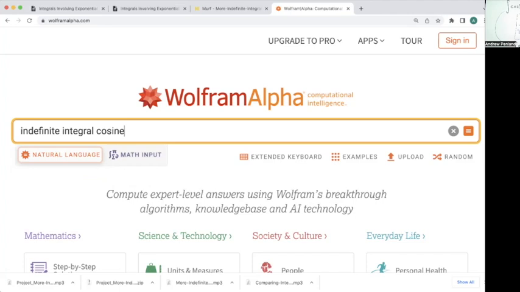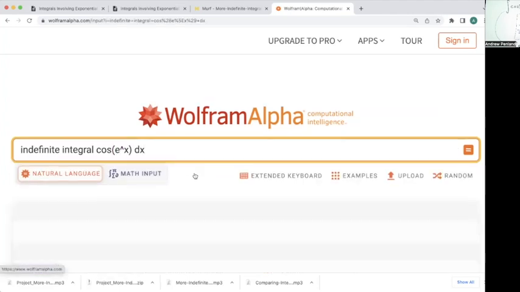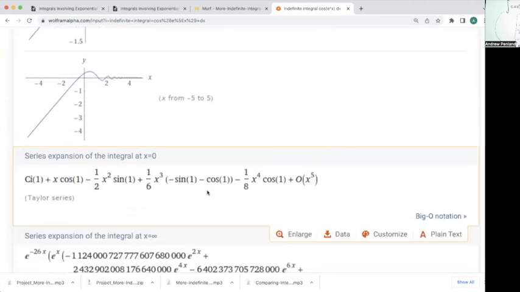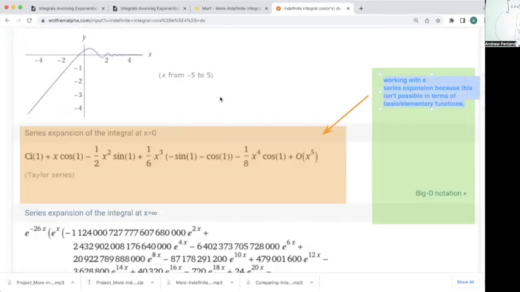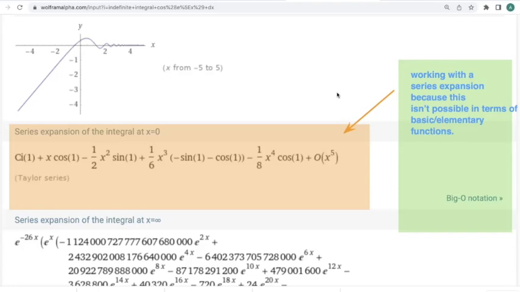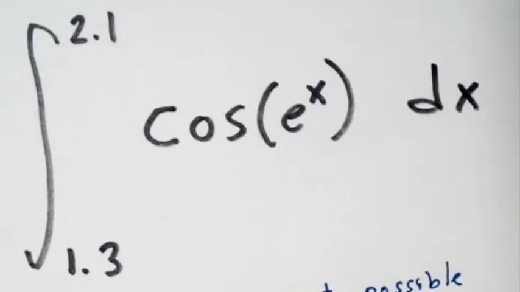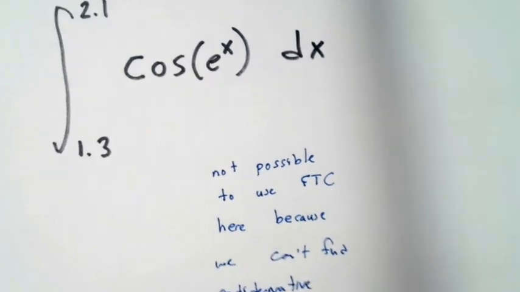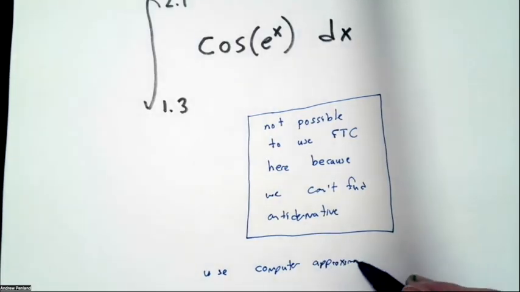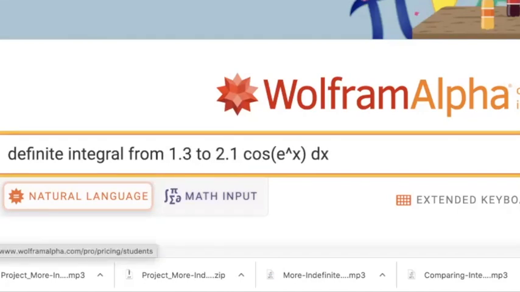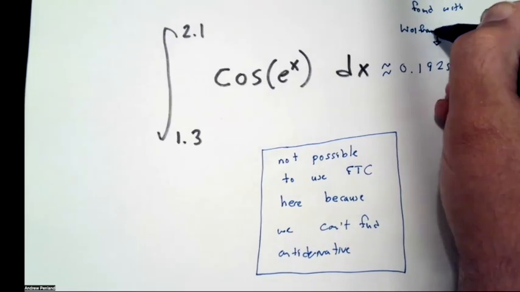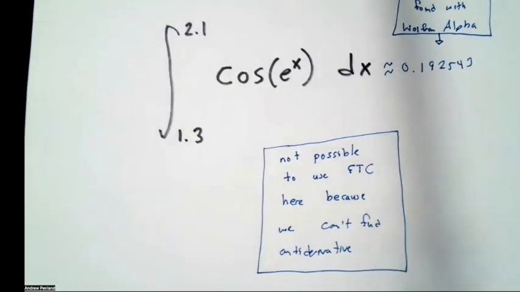Let's try it with Wolfram Alpha here. Notice that Wolfram Alpha also can't find an answer in terms of basic elementary functions, because there isn't one. Instead we are given the answer in terms of a series expansion. You will see much more about series expansions later in the course. So what if we had the definite integral with this function, something like the definite integral from 1.3 to 2.1 of cosine of e to the x? Because this is a definite integral, it represents an area and we can use a computer program to numerically approximate that area. Typing this into Wolfram Alpha gives that this area is approximately 0.192543. That's a pretty small area, because there's both positive and negative signed area in this curve.